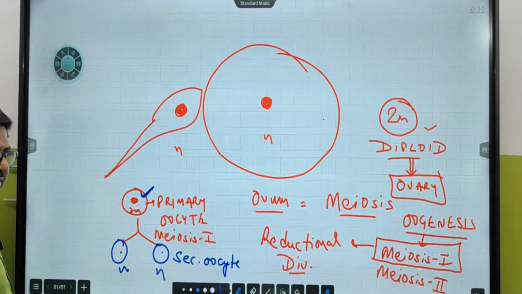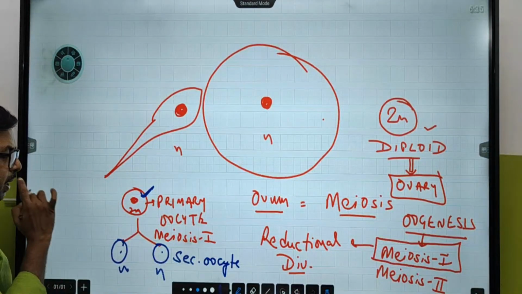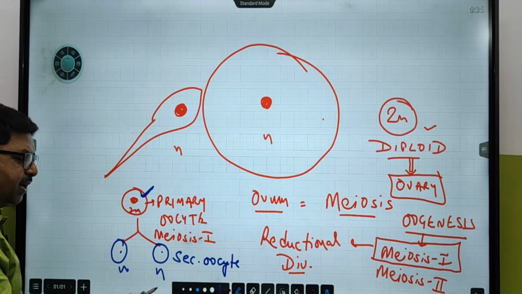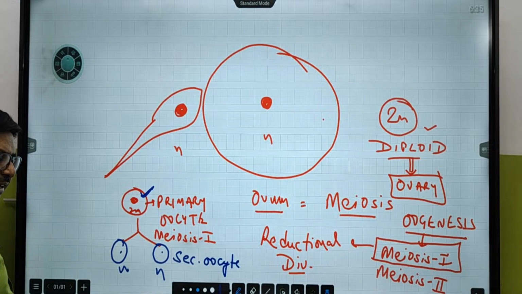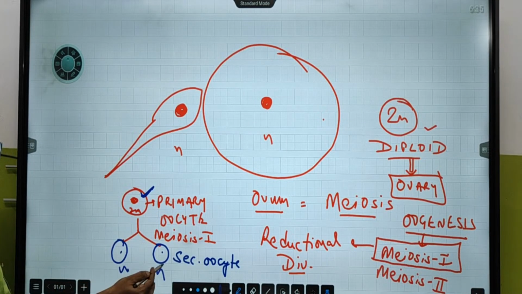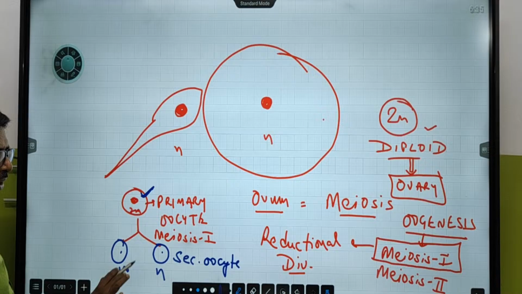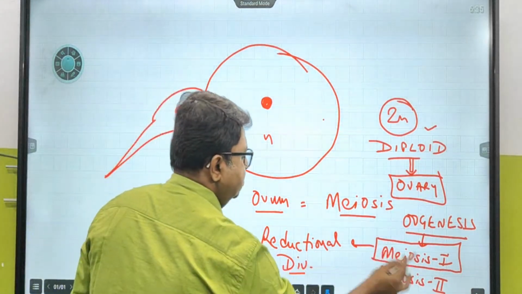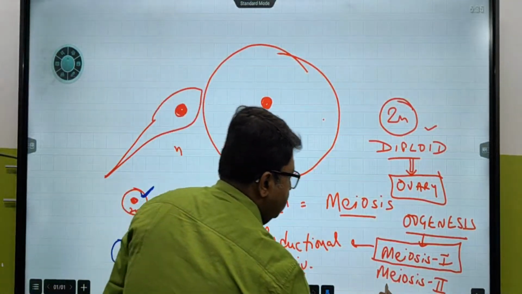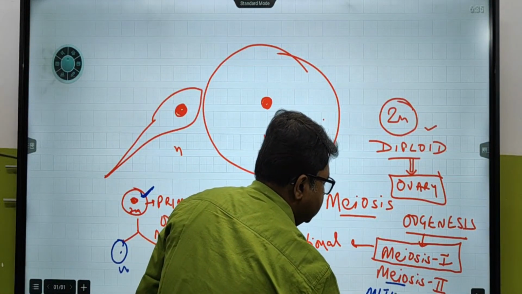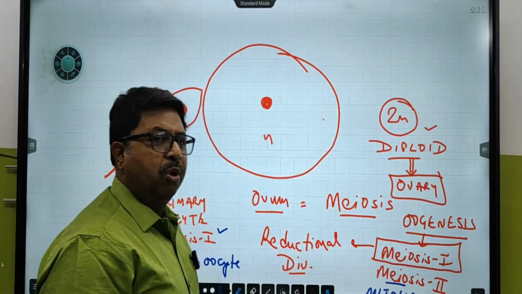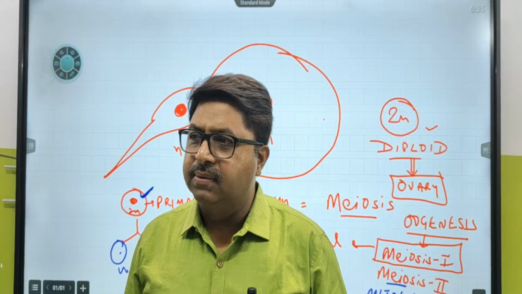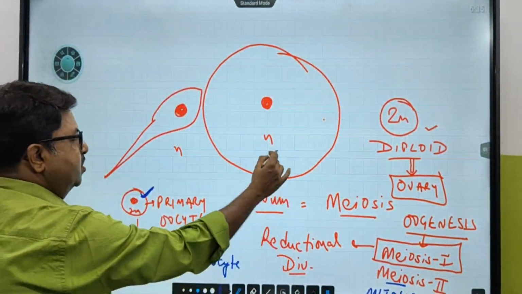Now see, the secondary oocyte cells again undergo meiosis 2. And this one is called a polar body. We will talk about that. So ultimately, the ovum is going to be produced by the process of meiosis 1 and meiosis 2, both. Now meiosis 2 is as good as mitosis. Meiosis 2 is exactly like mitosis, an equational division. Okay, so this is how the ovum is produced.